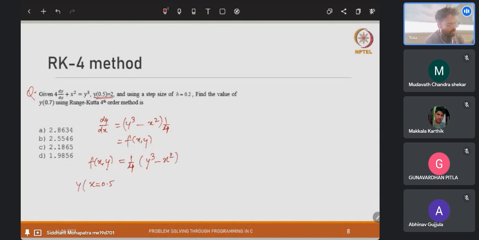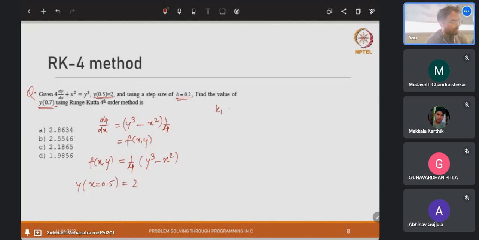So this is our initial condition: at x equal to 0.5 the value of y is 2, and now with a step size of 0.2, we have to calculate y at 0.7. Okay, so let me write down the equations for the RK4 method first.